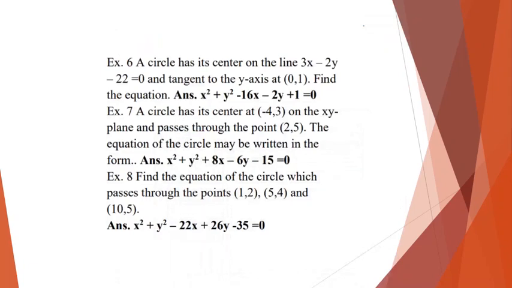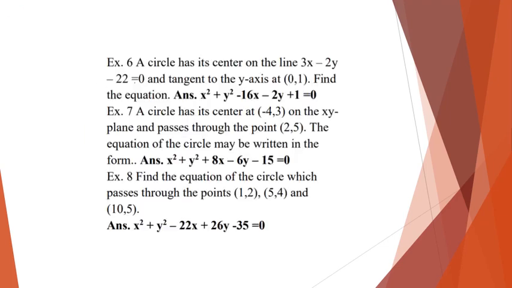Okay, so we are now in our part 4, so we'll be solving another example. Example 6. A circle has its center on the line 3x minus 2y minus 22 is equal to 0 and tangent to the y-axis at (0, 1). Find the equation of the circle. Try to solve that.